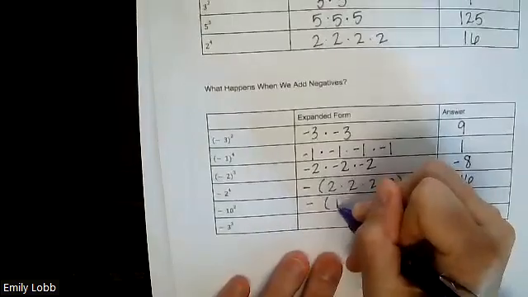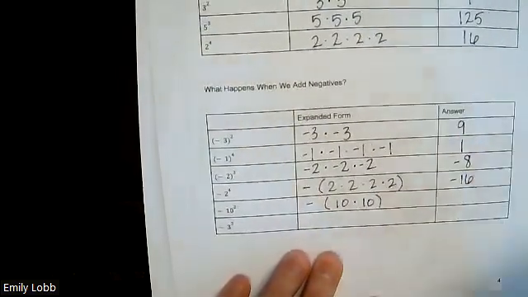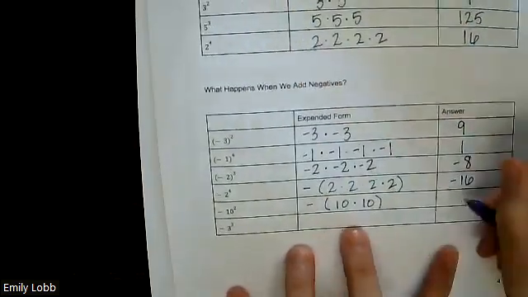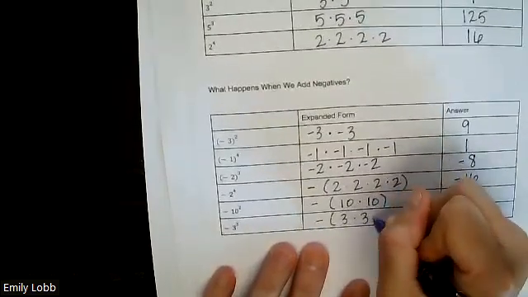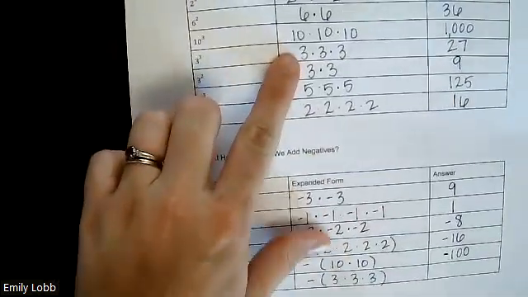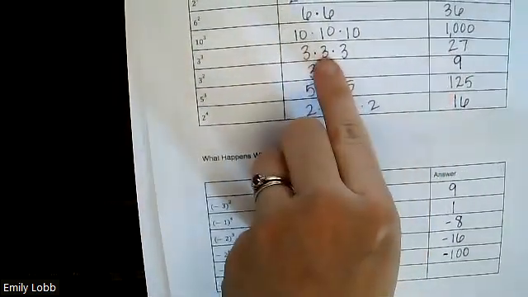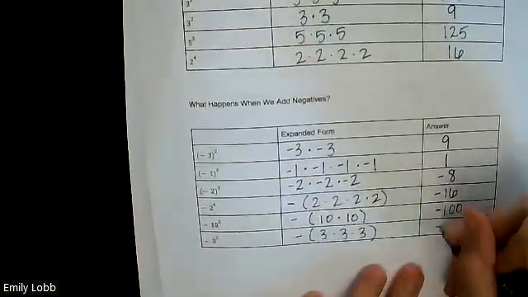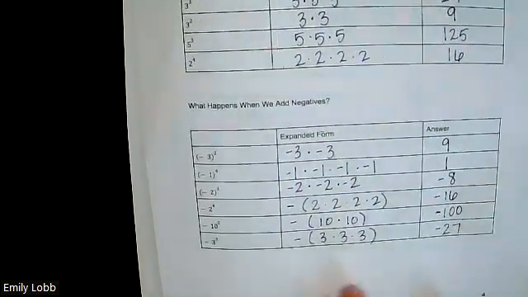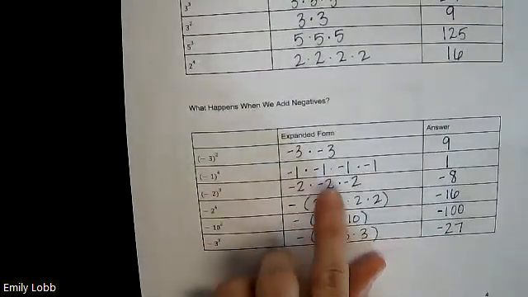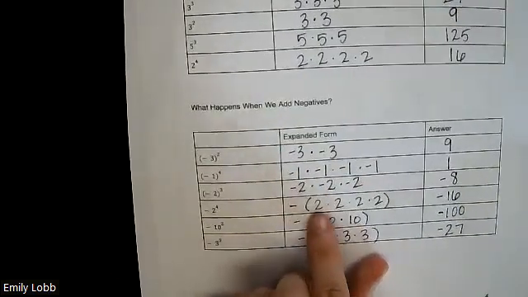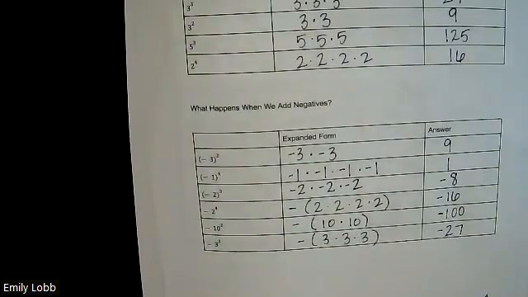So now we have the opposite of 10 times 10. Well, what's 10 times 10? 100. What's the opposite of 100? -100. Here we have the opposite of 3 times 3 times 3. We know what 3 times 3 times 3 is. 3 times 3 times 3 was 27. What's the opposite of 27? Good. So that's what happens when we add negatives. If it's inside the parentheses, that negative is part of our factor. If it's outside of it, we need to figure out our factors and then take the opposite of it.